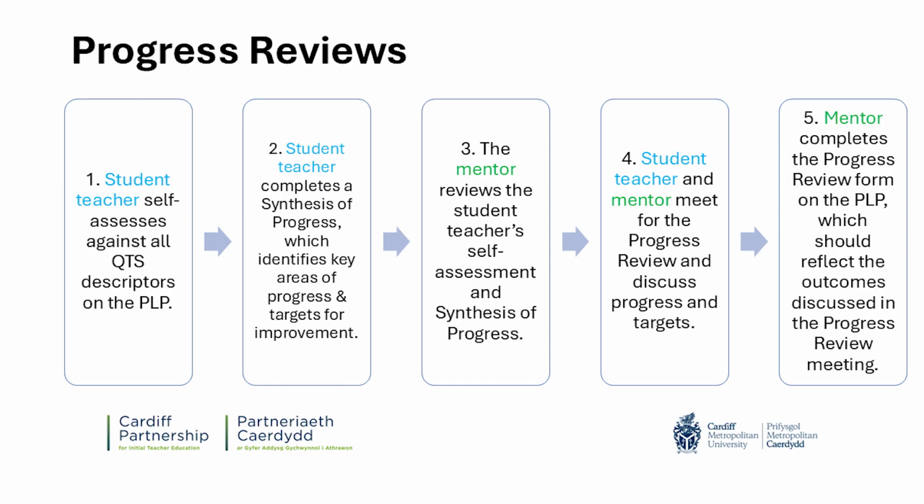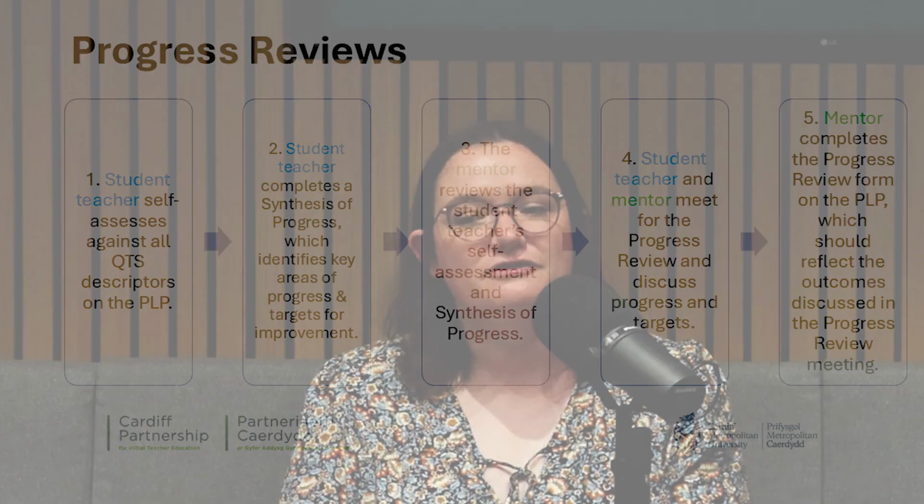And then step 5, mentor, it's your job to complete the progress review form on the PLP, and we're going to show you what that looks like coming up. And this should reflect the outcomes discussed in the progress review meeting. So those are the 5 steps. Student teacher self-assesses, then they do their synthesis of progress. Mentor, you go in and you check those 2 things. You meet together and have that meeting and that discussion, and then you complete the final progress review form, which reflects the outcomes.